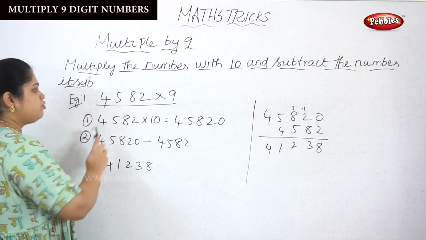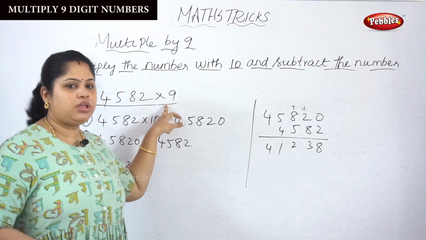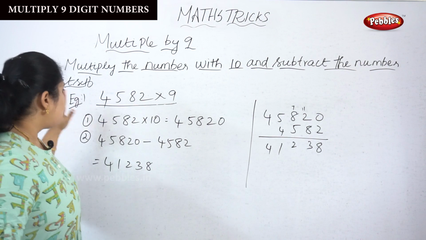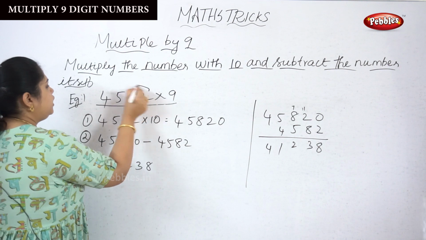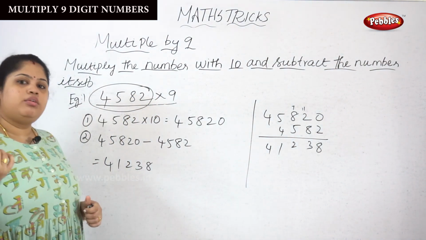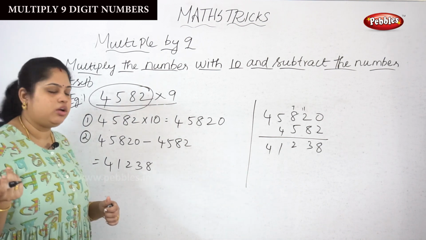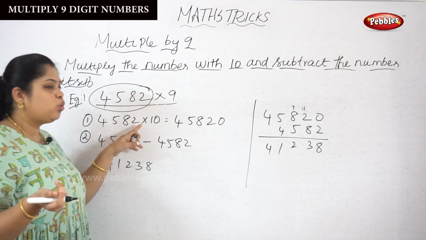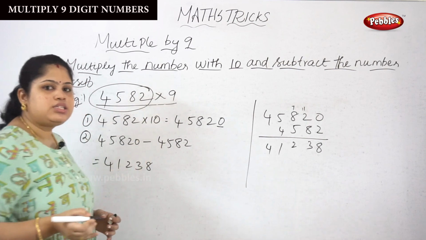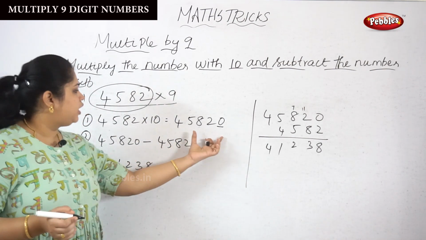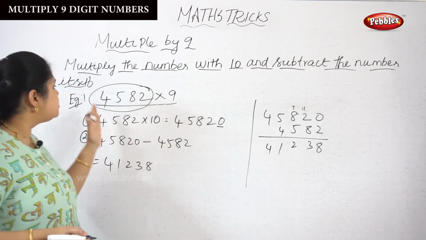So this is a question: 4582 into 9. We are going to perform the multiplication by 9. So what are the two simple steps? First step, the given number should be multiplied by 10, as we have already seen in the previous trick for multiplying by 5. So 4582 into 10. What is the answer? We add a 0 to the end of the given number. Then we take this number and subtract the number itself, meaning the question number.